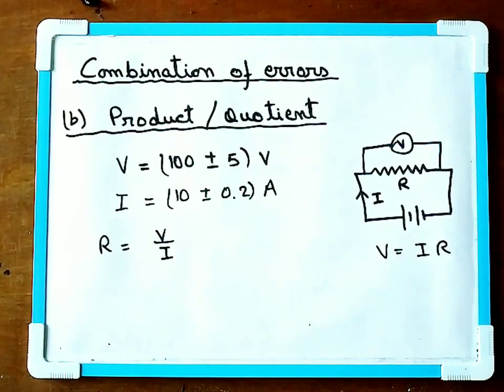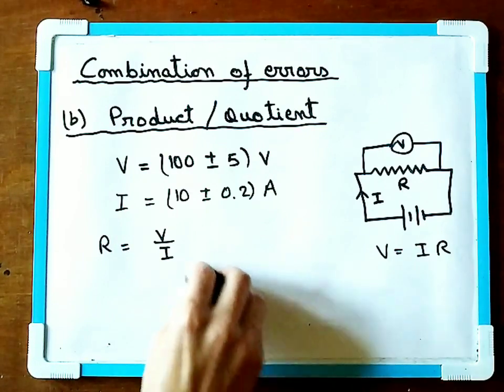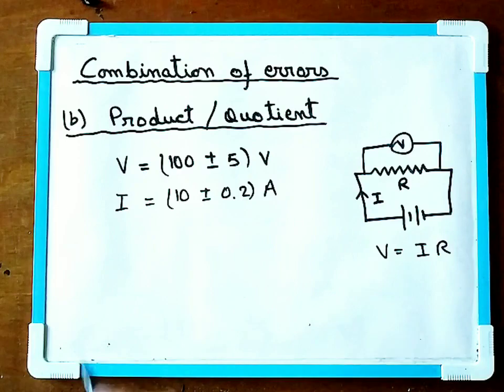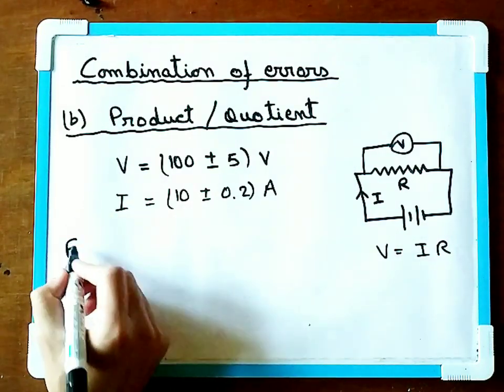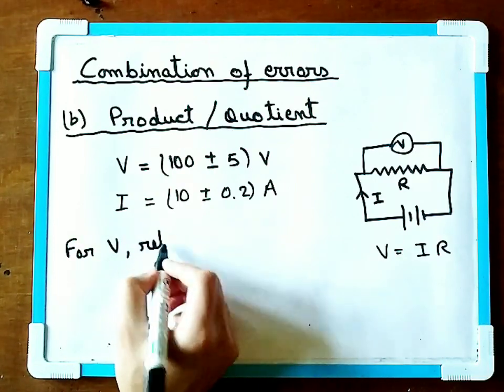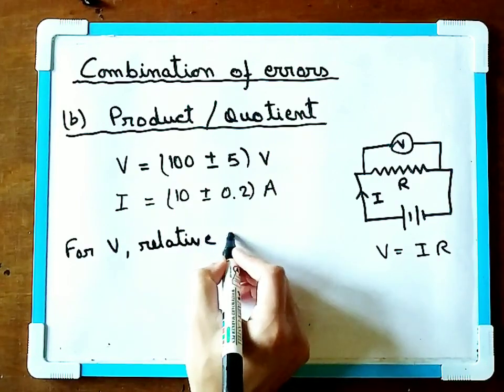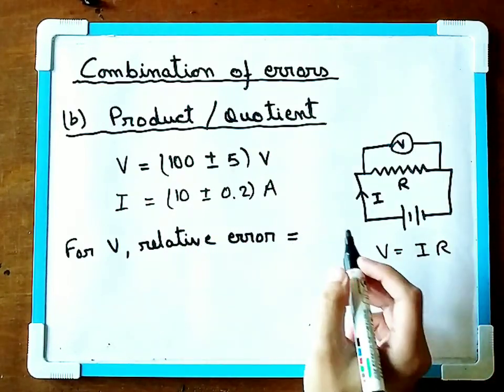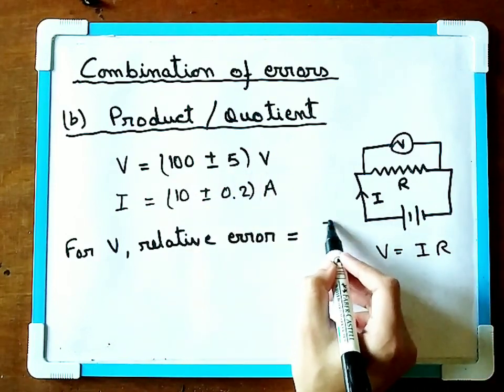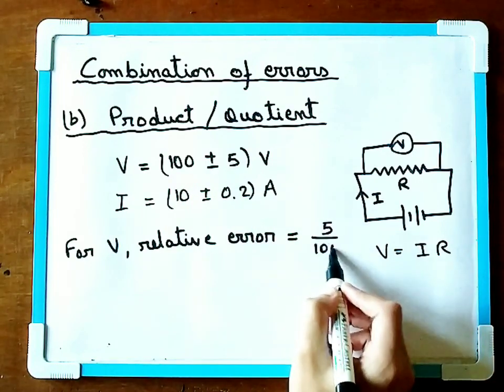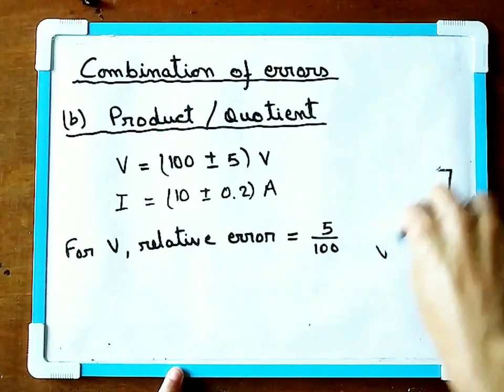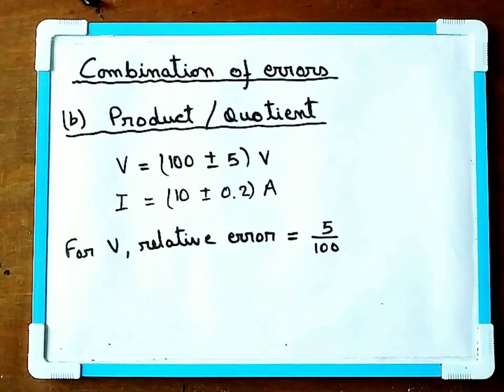So what we'll have to do is that we'll have to first find the relative error of the two quantities. If we want to find this percentage error in calculating R, we'll have to find the relative error in calculating R. So what is your delta or your relative error for V? So for the first quantity, for V, relative error is equal to, what is the absolute error here? 5. What is the true value? 100. So we have 5 divided by 100. This is the relative error for V.